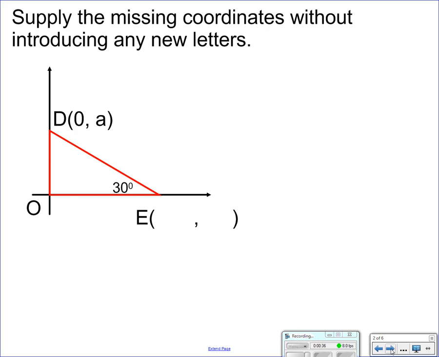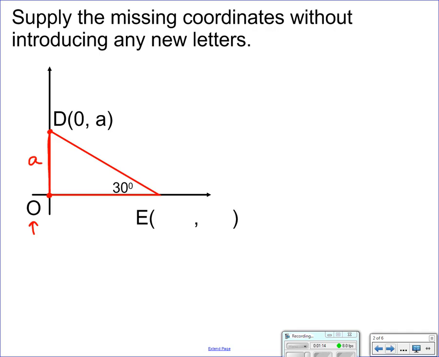So first we start out by laying out different figures on the coordinate plane. So supply missing coordinates without introducing any new letters. This is the idea where I'm going to look at the picture I have, and I've got to figure out coordinates for E, but involving just what I have. So D is 0A. From 0, 0, which is our origin, that's why it's labeled O, all the way up, that's A units long.